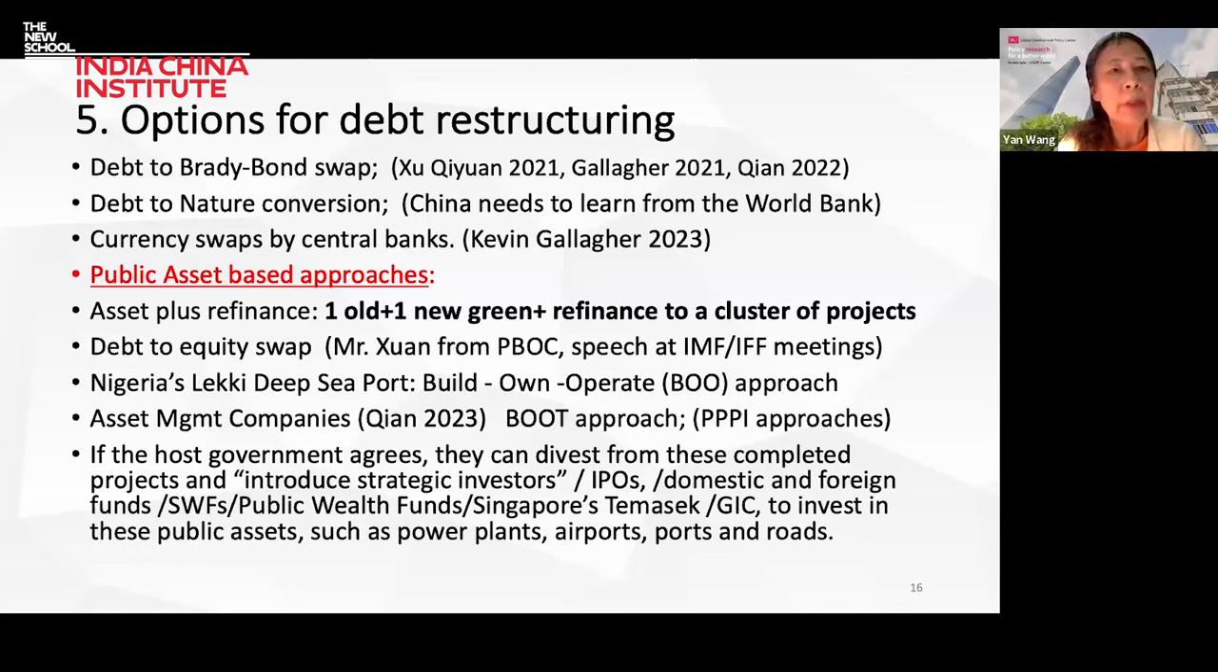In addition, I propose a public asset-based approach. One of these is announced by Mr. Xuan from PBOC. Mr. Xuan is one of the vice governors of the PBOC. He proposed a debt-to-equity swap. And also my colleague Ying Qian proposed to use asset management companies. And in addition, if the host government agrees, they can divest from these completed projects and introduce strategic investors, encouraging domestic and foreign funds, including sovereign wealth funds, to invest in these public assets, such as power generation plants, airports, seaports, and roads.